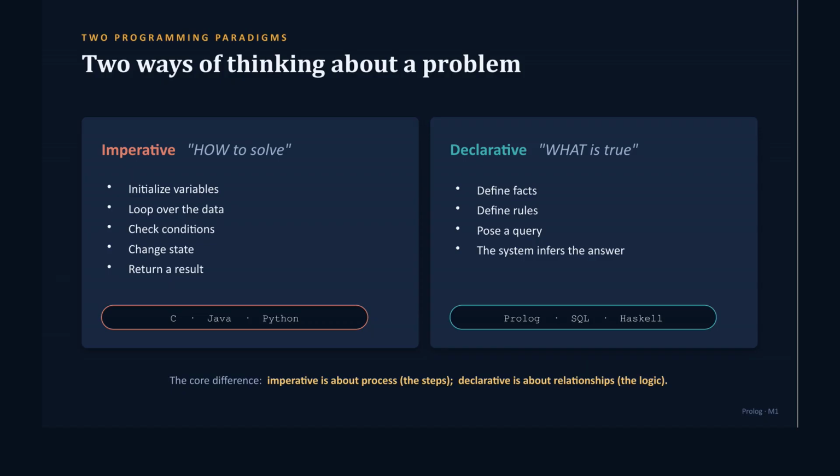Let's name these two styles properly. The imperative style answers the question: how do I solve this? You initialize variables, loop over data, check conditions, change state, and return a result. C, Java, and Python all work this way. The declarative style answers a different question: what is true? You define facts, define rules, pose a query, and the system infers the answer. Prolog, SQL, and Haskell live here. The core difference is this: imperative code is about process, the steps; declarative code is about relationships, the logic. Prolog lets the computer find the answer on its own.